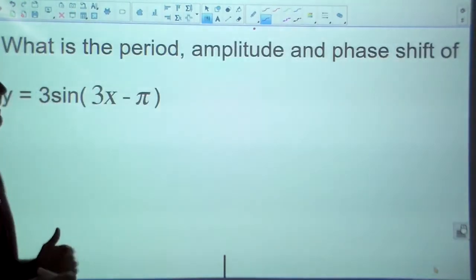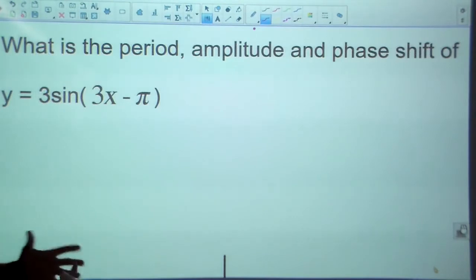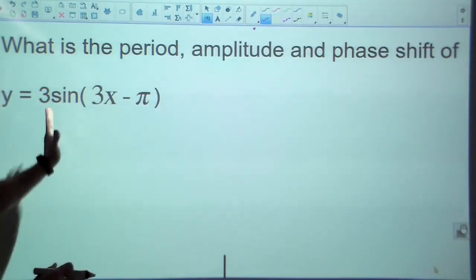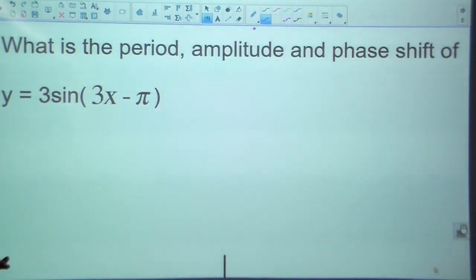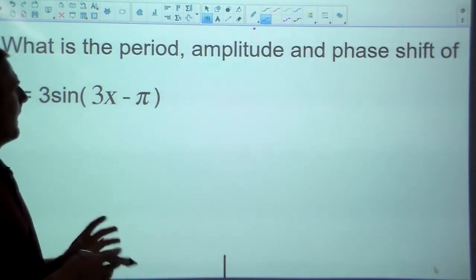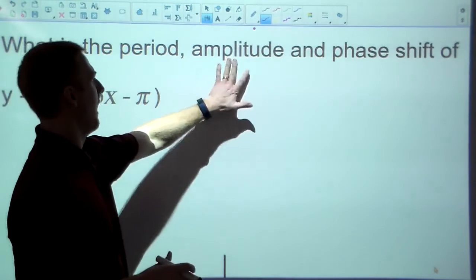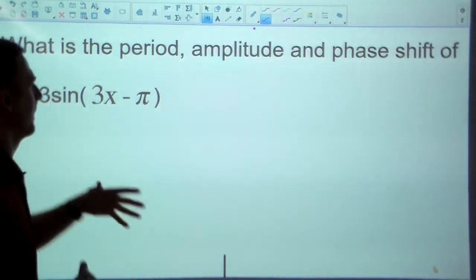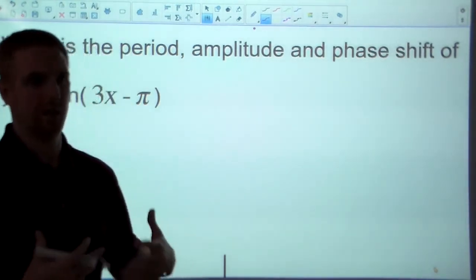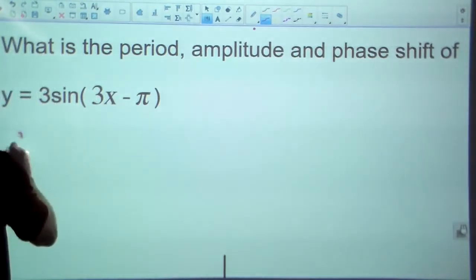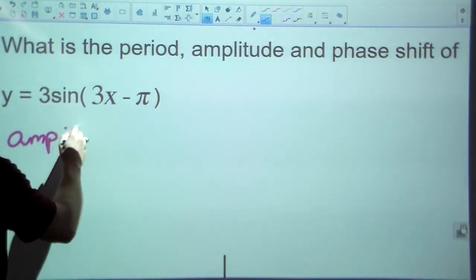All right, let's find the period, amplitude, and phase shift, not necessarily in that order. We've got a function here, 3 sine(3x minus π). To me, amplitude is the easiest thing to find. Remember, amplitude is always positive no matter what your a value is. So think like absolute value of a if you need a formula for it. So amplitude is going to be 3.